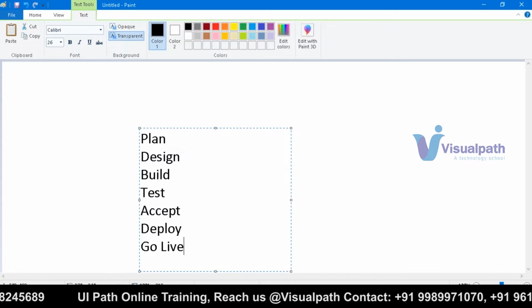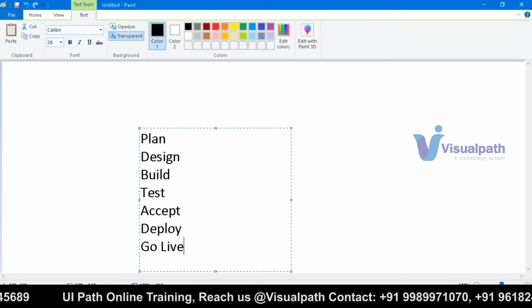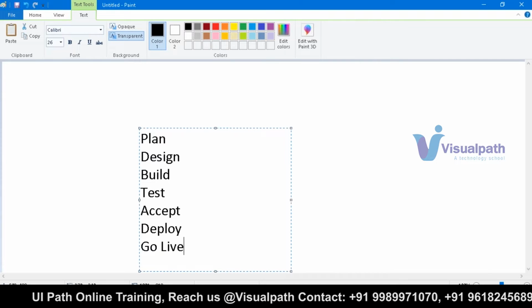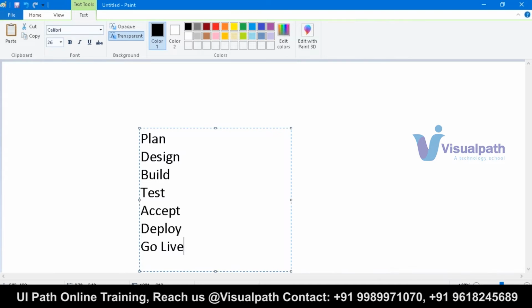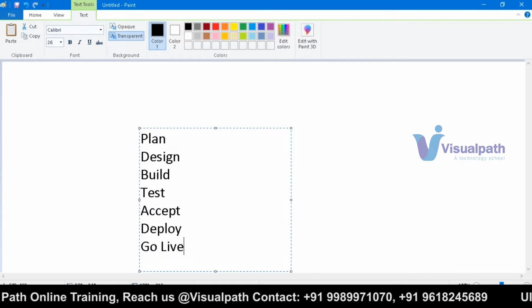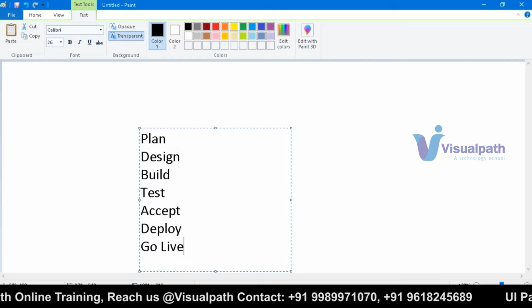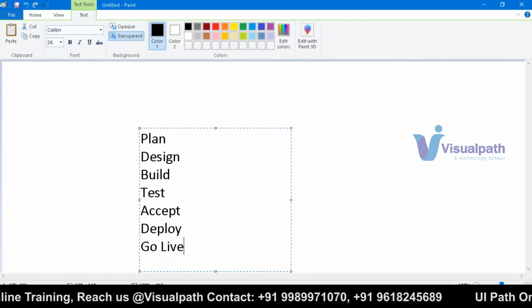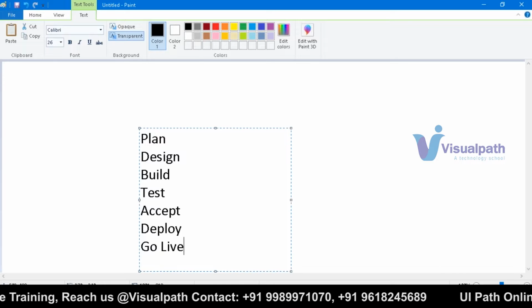Right, and test is SIT. This is where you do your integration or regression testing, and then comes acceptance, where you do the end user testing, and then finally you deploy or implement on the production server. Then comes pre-production, and once the warranty period is over, it goes live. So, these are the phases present in a typical software development life cycle.